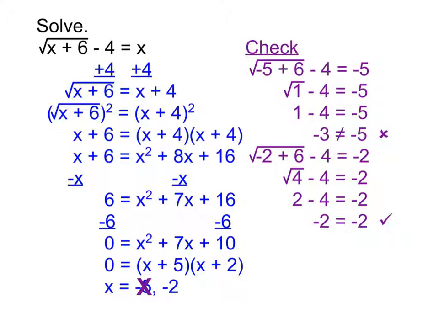And so my final answer here is that x equals negative 2. And that's it. That's the only solution. The negative 5 disappeared. It was extraneous.